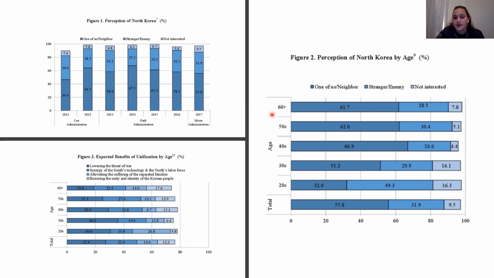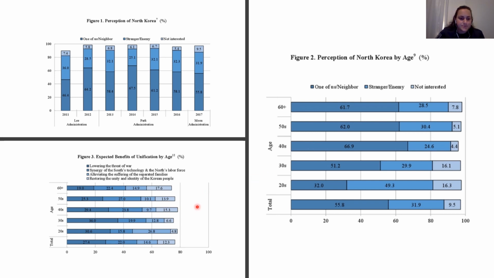However, this number decreases, except for people in their 40s. For the most part, it decreases until we look at people in their 20s, and they predominantly see North Korea as a stranger and enemy, which is a lot different than what people in their 60s believe.